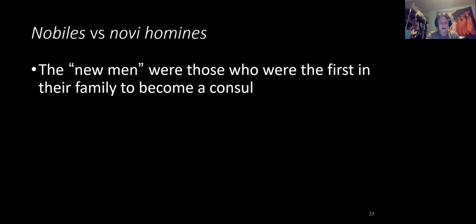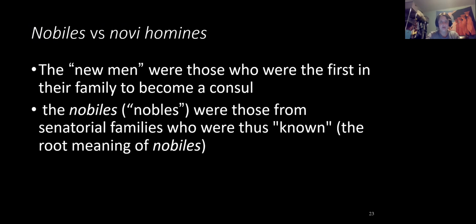The final unofficial division is between the novi homines, singular novus homo, and the nobiles. This is yet again a division that only applies to the senatorial class. The new men, novi homines, were those men who were the first in their families to become consul, while the nobles were those who were known already. Nobiles, at its root, means known or recognizable.